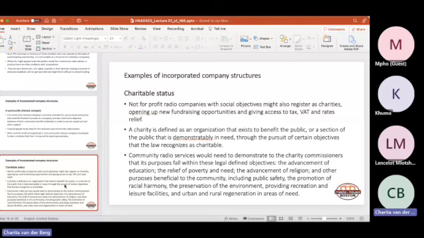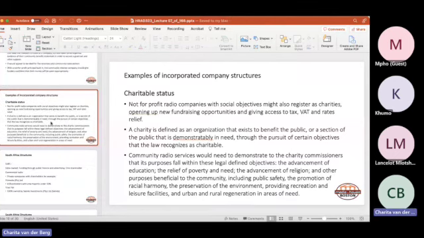So registration is quite a lengthy and relatively difficult process and brings restrictions on how the company may operate. Importantly, for a community radio service, there is a limit on the amount of income a charity can take from trading activities. Generally a 25% limit, compared to the 50% limit on commercial revenue permitted by Ofcom in the UK.